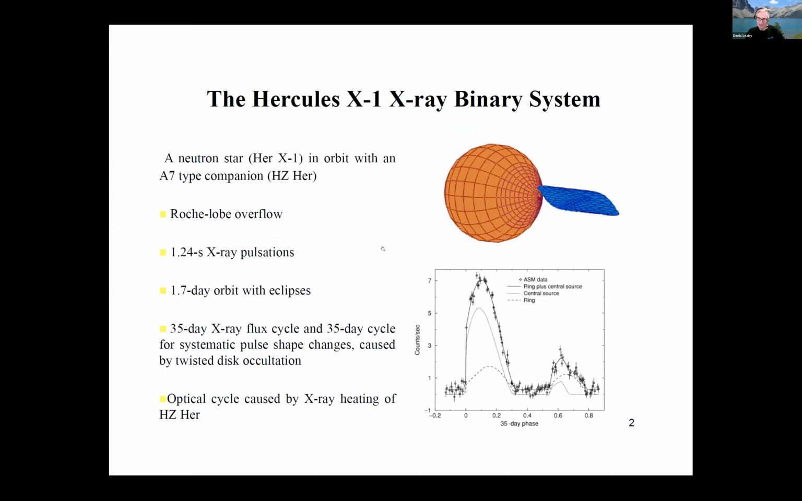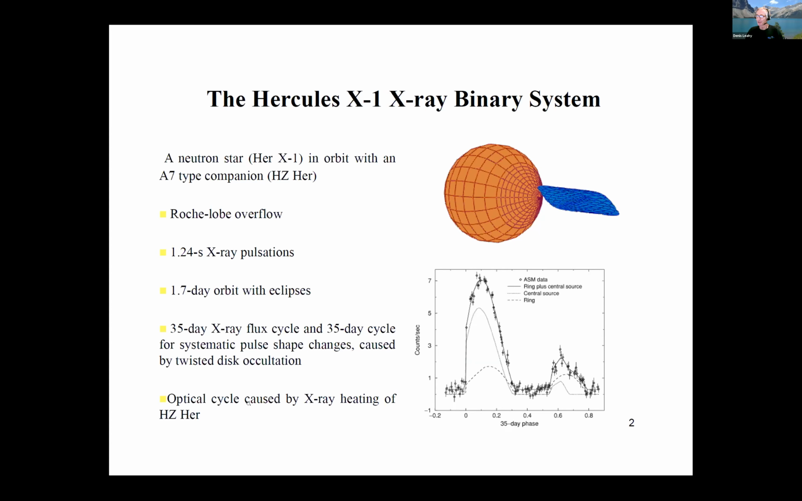It's very well studied over many decades. We know its orbital period and spin period, and also the fact that it has a very distinctive 35-day cycle, which is about 20 orbits in X-rays, which is caused by the accretion disk obscuring the X-rays from the central source as the accretion disk rotates over a 35-day period.